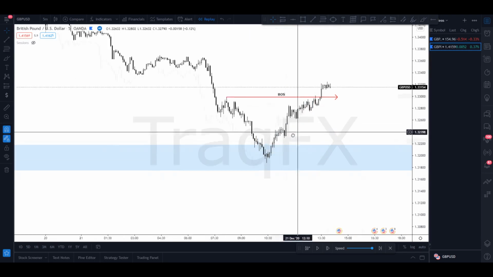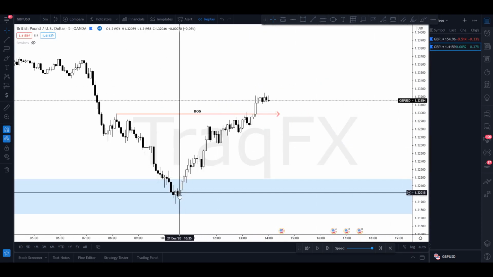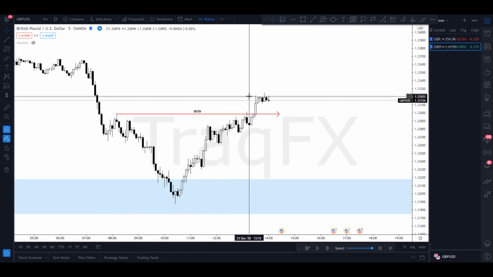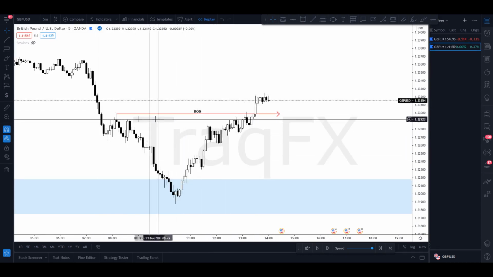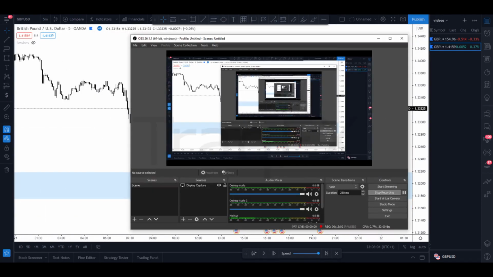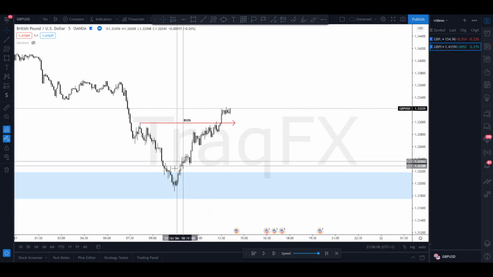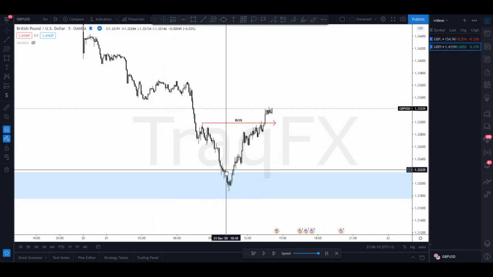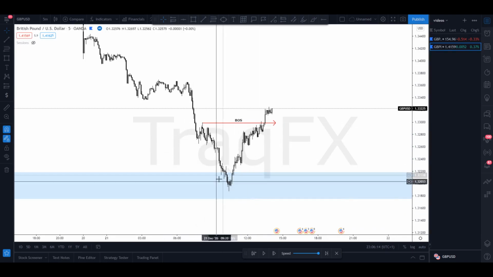So my rule of thumb is, you want to find that expansion that led to the break of structure. By expansion, I just mean that major move up on the smaller time frames that broke that small little bearish structure that was forming. Sorry about that. So now we have that confirmation that price tapped into our area of interest number 1. We know our area of interest is correct because price action used it and changed structure.